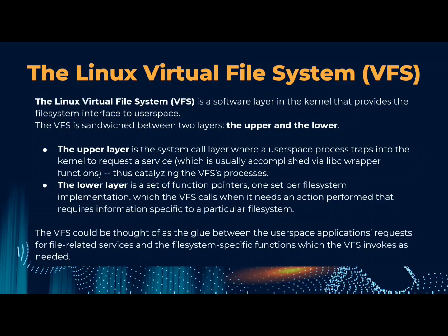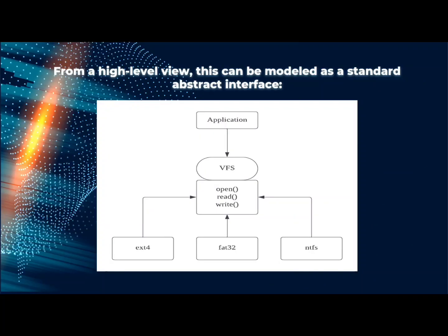Next is the lower layer. It's a set of function pointers, one set per file system implementation, which the VFS calls when it needs an action performed that requires information specific to a particular file system. The VFS could be thought of as the glue between the user space application's requests for file-related service and the file system-specific functions which the VFS invokes as needed. As you can see, this is a standard abstract interface of what I just said, from a high-level view.